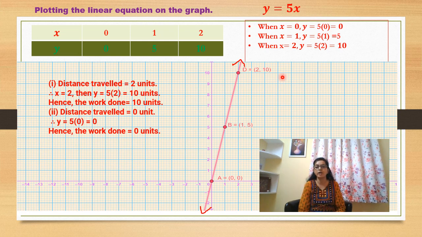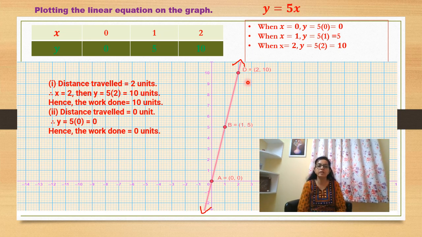Join the 3 points with a line, as you can see the pink line which is joining the 3 points, and here you have to write that y is equal to 5x on the line.